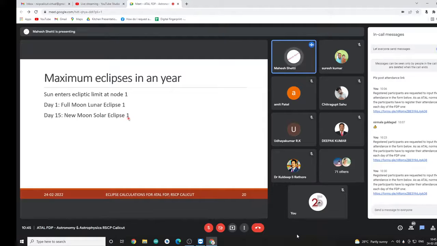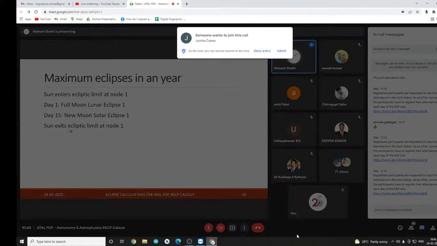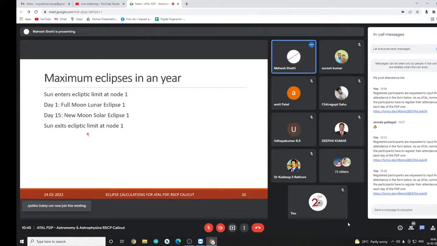Now after another 15 days, the Sun would have left the ecliptic limit for lunar eclipse, because the lunar eclipse ecliptic limit is smaller, and therefore on the 30th day, though there will be a full moon, there won't be any lunar eclipse. So the Sun is going to exit the ecliptic limit at some point of time. For the next full moon day, the eclipse will not take place.